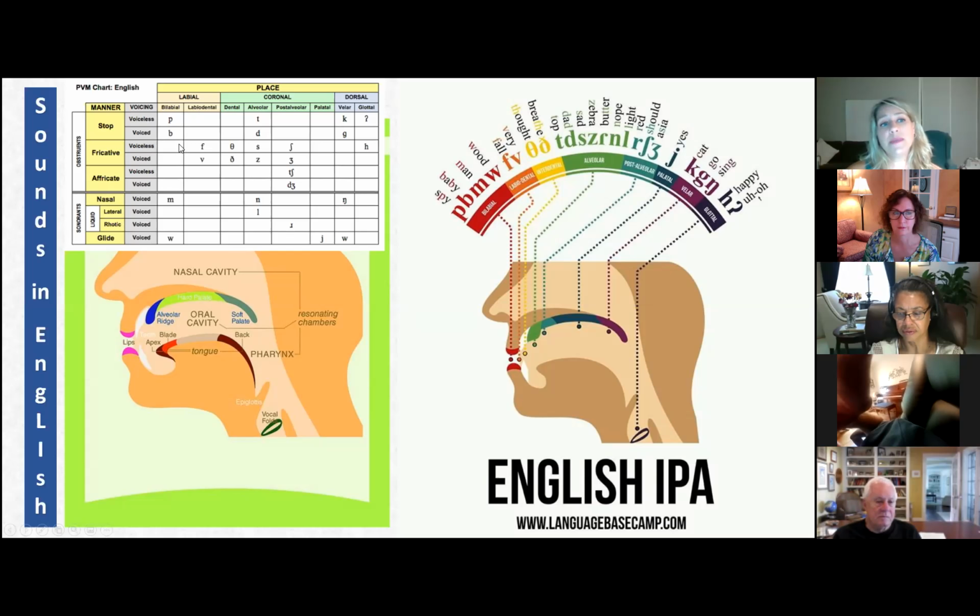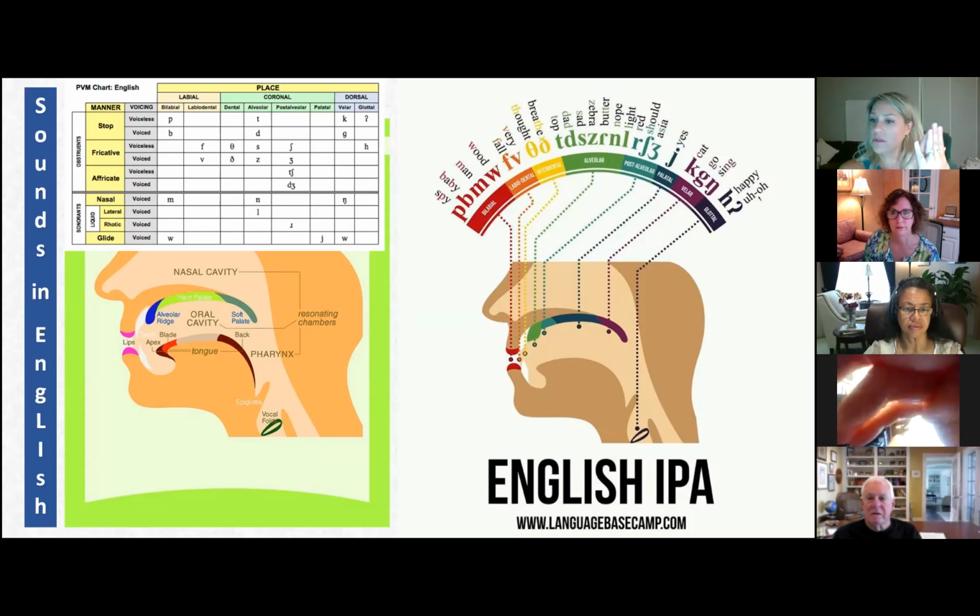But if we start up here, what this means is bilabial. If you look at the diagram of your mouth, this right here is that p sound. P. So it's the two lips that are making this sound. We have these sounds up here called stops. What that means is that you literally stop the sound and then you release it. So when you say p, you're stopping the flow of air and then you release it. And that's how you make that sound.